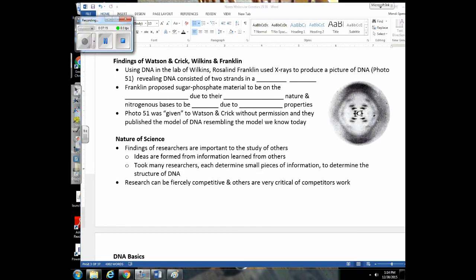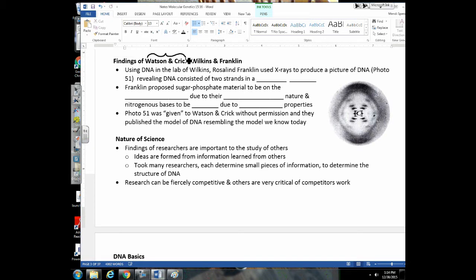So next we're going to look at the findings of Watson and Crick and Wilkins and Franklin. And the reason why they're grouped like that is because Watson and Crick were working together in one lab, and Wilkins and Franklin were together in a different lab. And Rosalind Franklin was using X-rays to produce pictures of DNA. And she took this famous photo right here. This is called photo 51. And though it's kind of hard to tell, basically what this photo shows us is that there's 2 strands to DNA. DNA is double-stranded. And it is in a double helix.